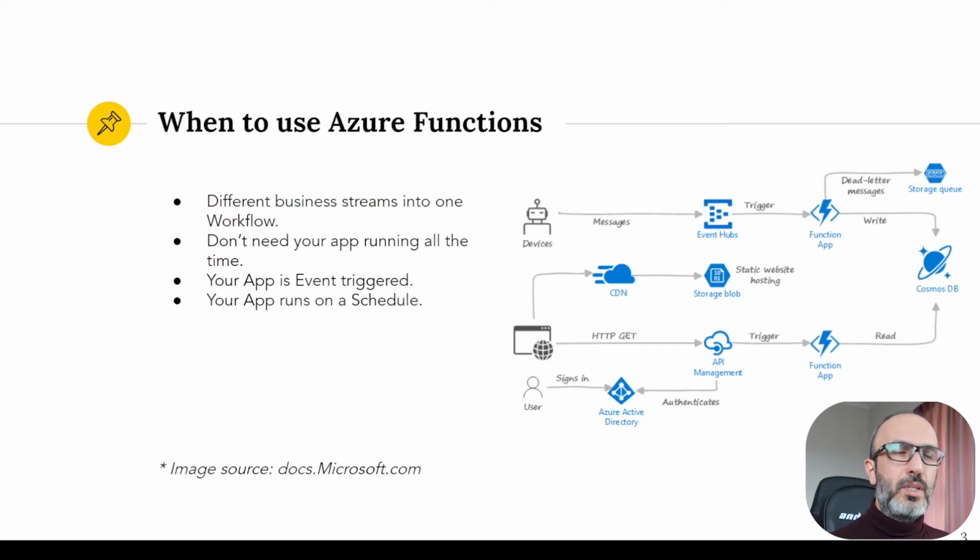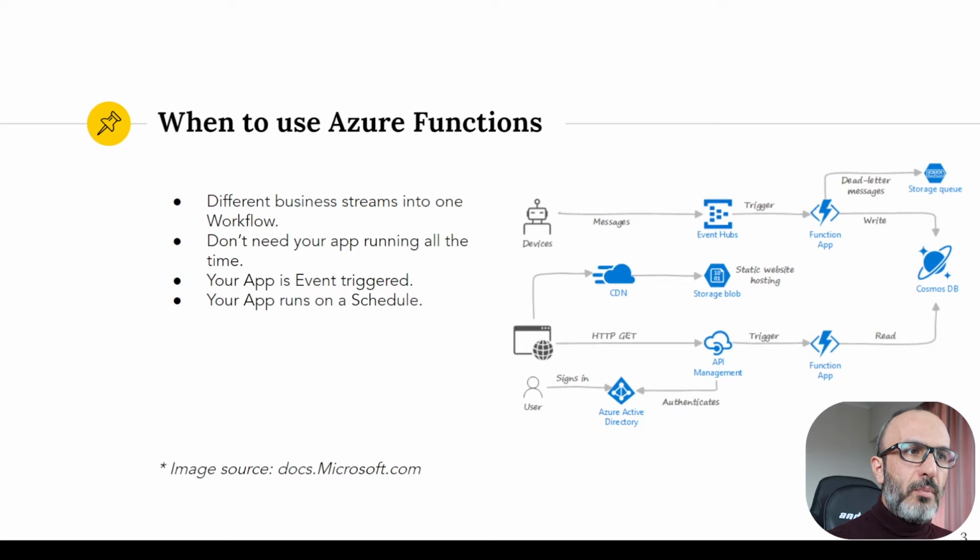A very good example of such an app is an event-triggered app or an app that is running on a schedule. So in our diagram here, we can see that we've got IoT devices that are sending messages to an event hub. The message being in the event hub would trigger an event that would be sent to the Azure function. The Azure function would perform some sort of logic and then decide either to send the message to a storage queue or to a Cosmos DB based on the type of the message.